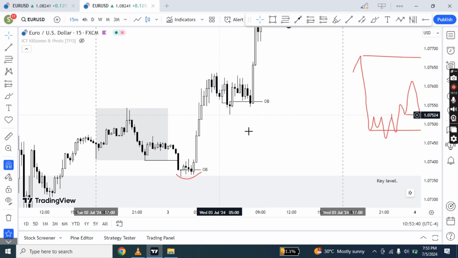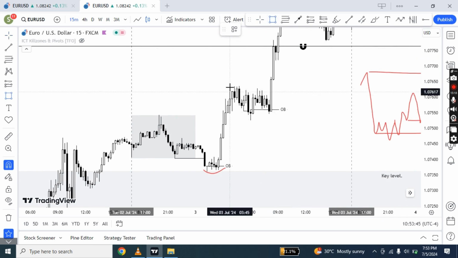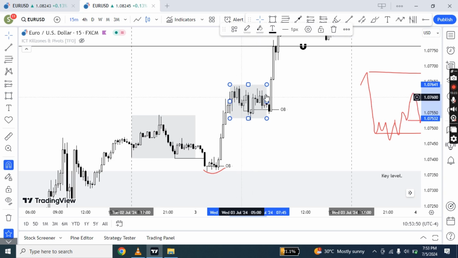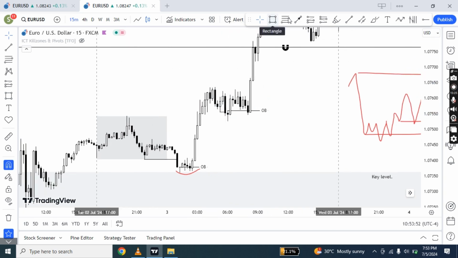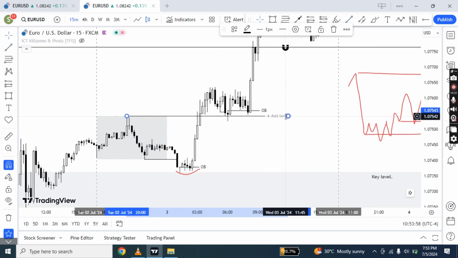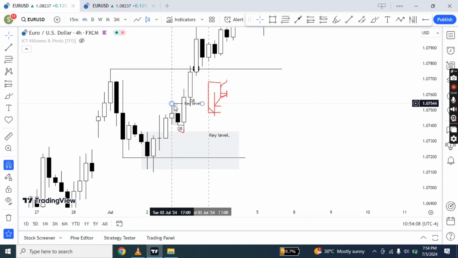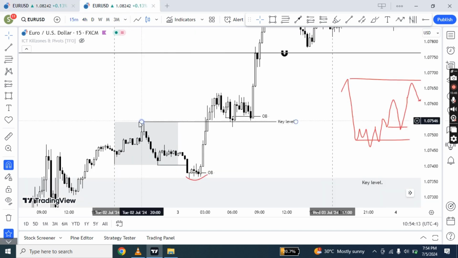And right here you can see that we're just about to take this opposing CRT range, but before that we form this ranging profile. But we don't know whether we're going to have a manipulation profile first or an expansion profile right away. So for that we're going to use the logic of key levels and market profiles again. Right here you can see that with this ranging profile we already tested a key level, which is this breaker block right here, or this CRT high on the 4-hour time frame. Let me show you. This candle's high on the lower time frame is basically a breaker, right? And we can use that as a key level.